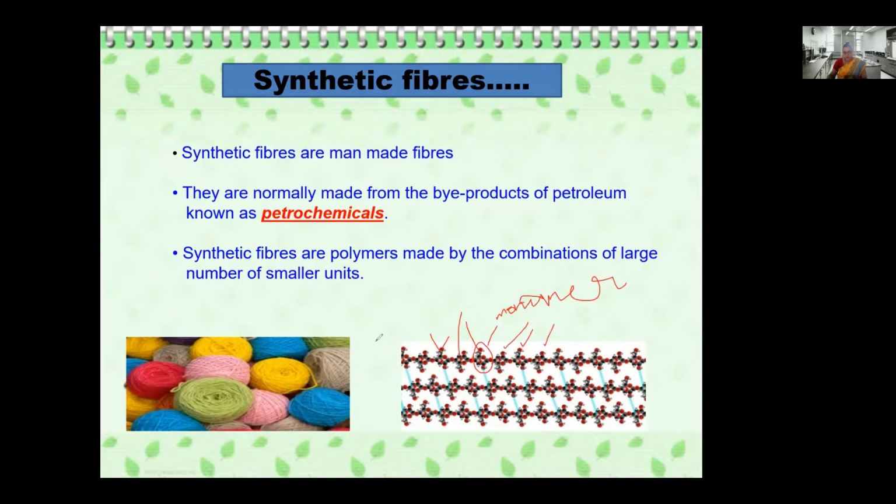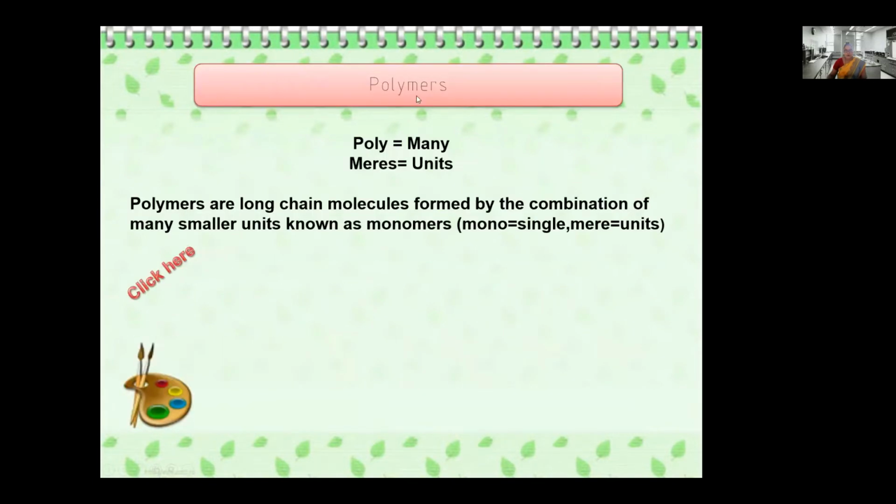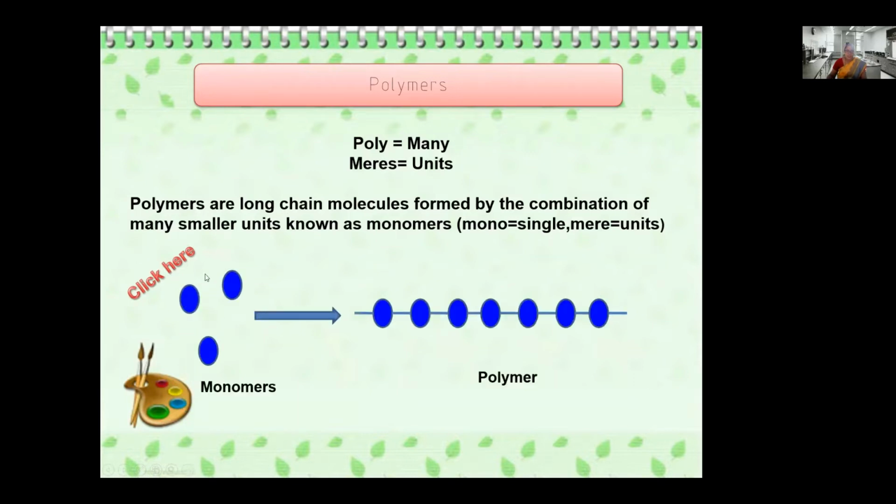Many monomers combined together form a polymer. Poly means many, mers means units. So polymers are long chain molecules formed by the combination of many smaller units known as monomers. Mono means single. Think about the neck chain that girls wear, made of beads. One single bead is called a monomer, and all together it is called a polymer.